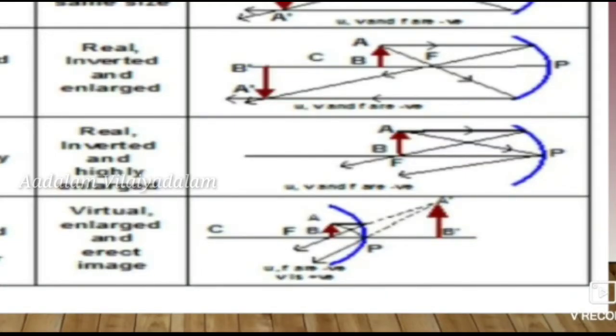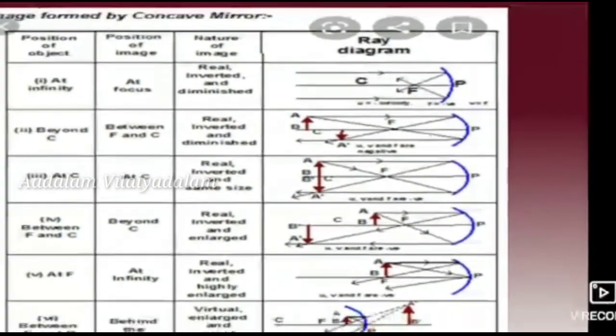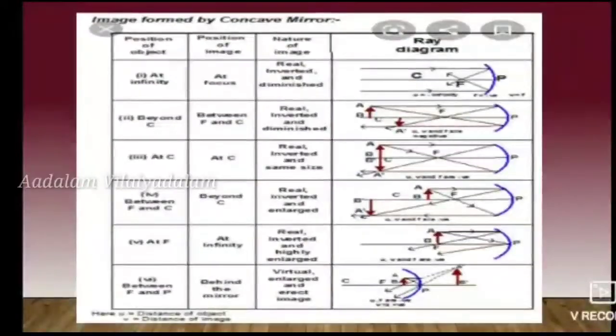In a concave mirror, we get only real and inverted images, except in the sixth position, where, like a convex mirror, we get a virtual and erect image. So these are the various positions, and you will get the images also.